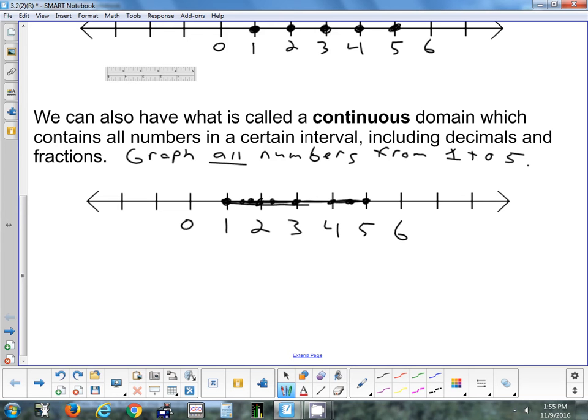Why did we do that? Really? Then why'd you make us do the dots? Why did we have to draw a line for the other one? Because that one was only certain points. It wasn't all of them. But this one says all. Okay, so when you say graph all numbers, that includes any number you can think of between 1 and 5.